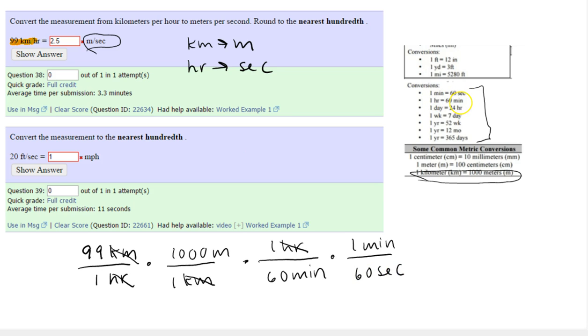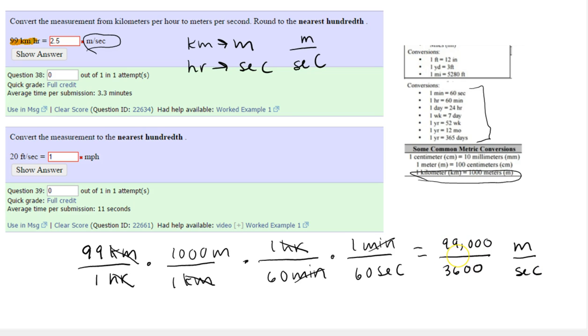So since 1 minute equals 60 seconds, I choose it so minutes will cancel and seconds will remain on the bottom. So when you have meters per second, I didn't mention this before, kilometers per hour was kilometers over hours. Meters per second, you want meters on top and seconds on the bottom when you're done. So now multiplying across, this would be 99,000. And the bottom would be 1 times 1 times 60 times 60, which is 3,600. You could do that on your calculator. And notice the units left are meters over seconds or meters per seconds.